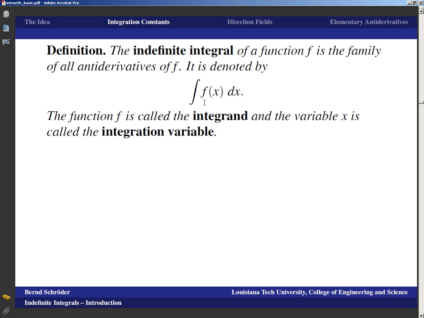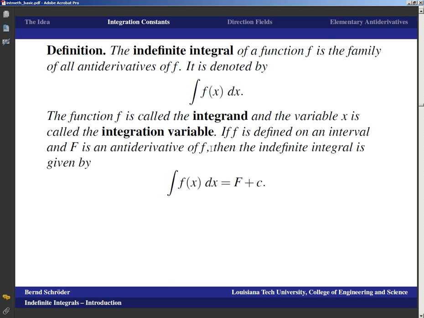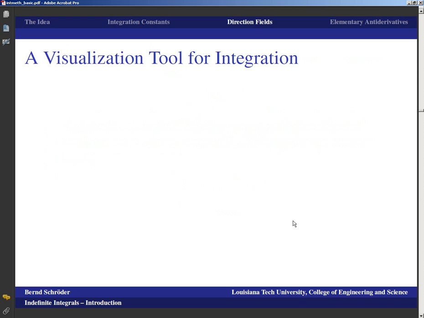The function f is called the integrand, the variable x is called the integration variable, and if f is defined on an interval and capital F is an antiderivative of f, then the indefinite integral is just given by the antiderivative plus c. So if we can just undo derivatives and then add arbitrary constants, we can find any indefinite integral, and we've got a little bit of vocabulary that every so often you run into when you talk to people about this stuff, namely the integrand and the integration variable. Okay, the constant c is also called the integration constant, so we've got more vocabulary on this panel.